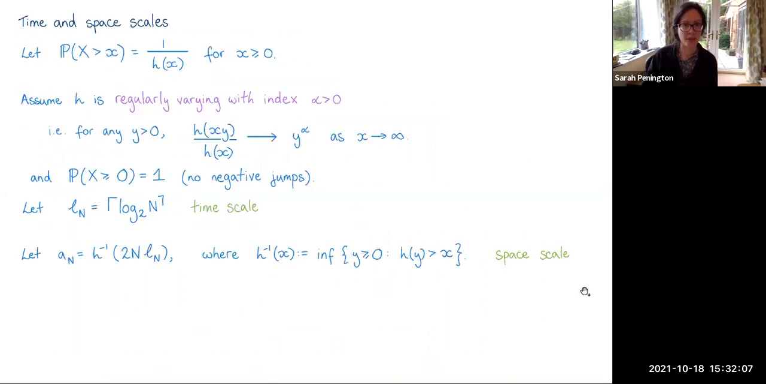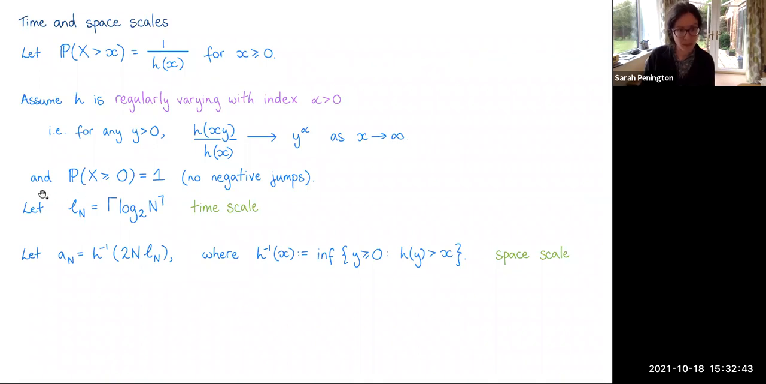And then to remind you of the conditions for our main result, we define a function h such that the probability that the jump distribution capital X is bigger than little x is given by 1 over h of x for non-negative x. We assume that h is regularly varying with some positive index alpha, which means that for any positive y, if you take h of x times y and divide by h of x, that converges to y to the alpha as x goes to infinity. And we also assume that there are no negative jumps, so we assume that the jump distribution is non-negative.